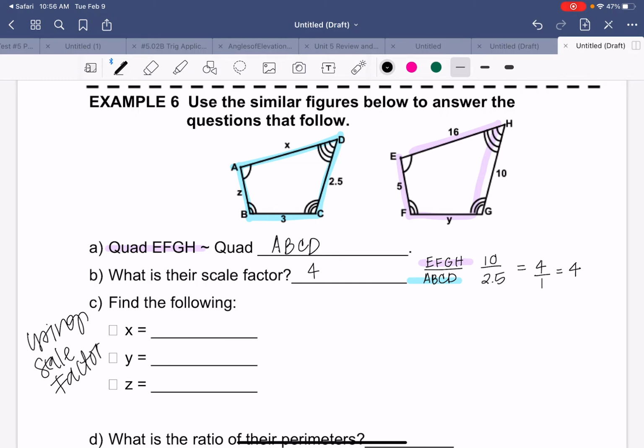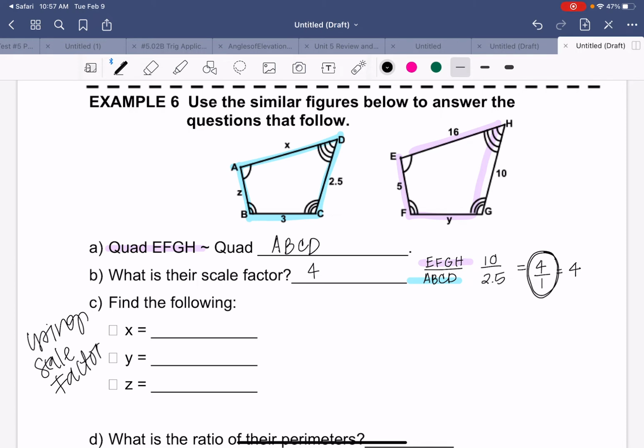So remember from the first video of chapter 6, we learned the difference between a ratio and a proportion, and being able to find missing parts of proportions or using proportions to find missing parts of ratios. That's what we're going to do here. But our first ratio will always be scale factor. So let's find x.